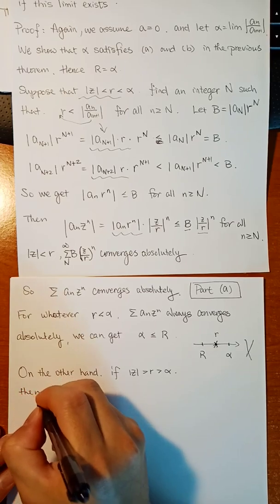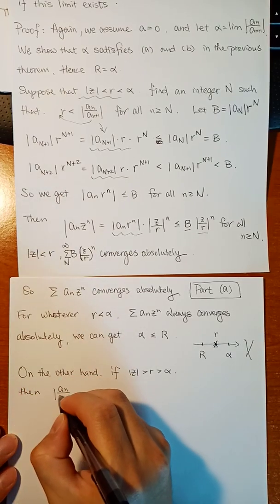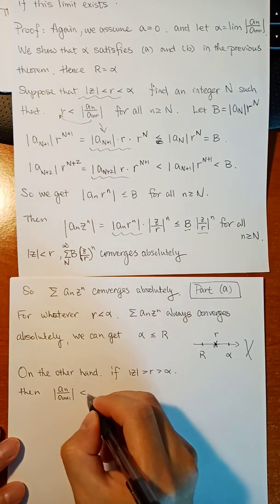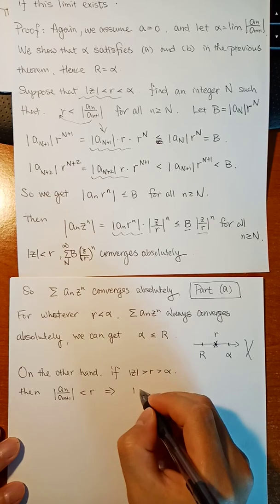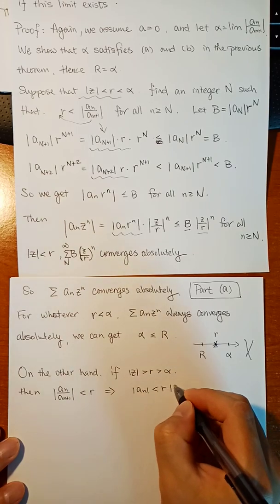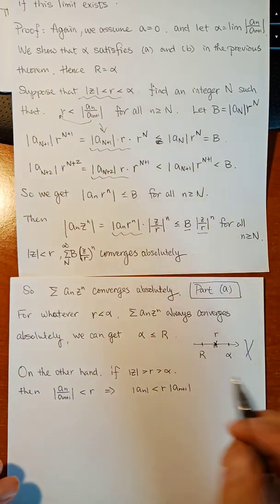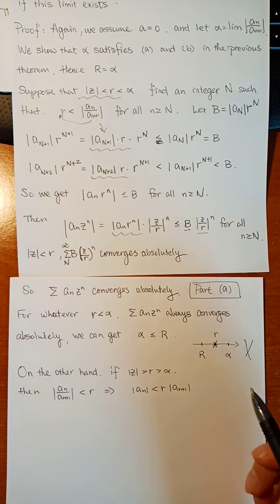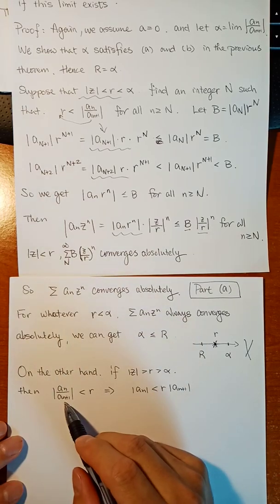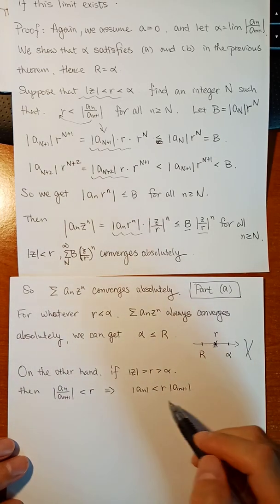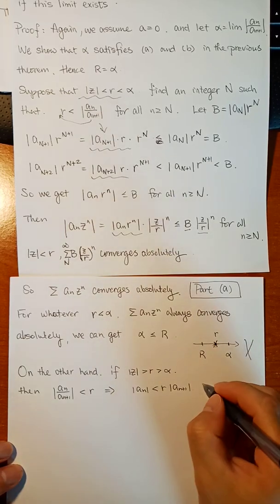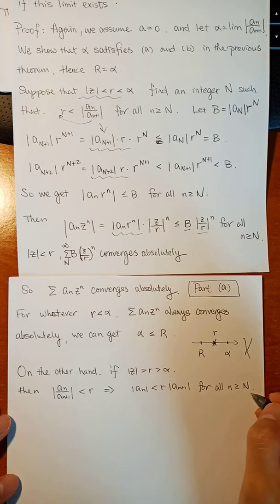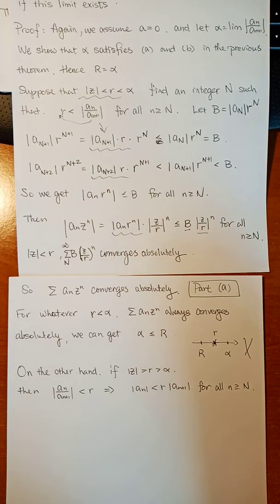Then the upper bound of a_n over a_{n+1} will be less than r. This implies that this ratio will be close to alpha. When it is close to alpha, it's less than r. When it's less than r, you move this upper bound of a_{n+1} to the right side. It's an inequality for all n greater than or equal to a certain integer capital N.